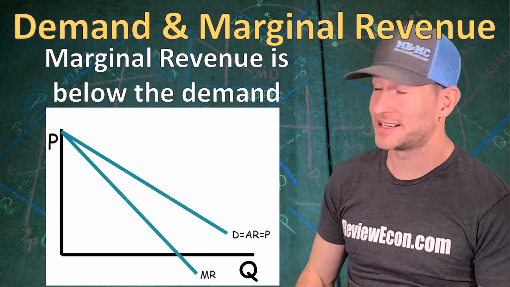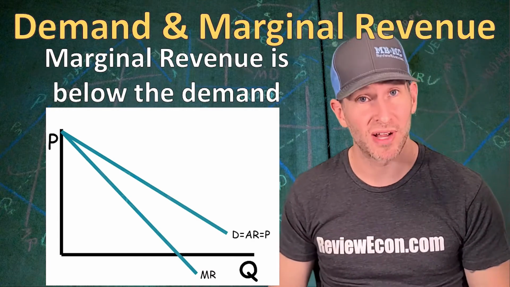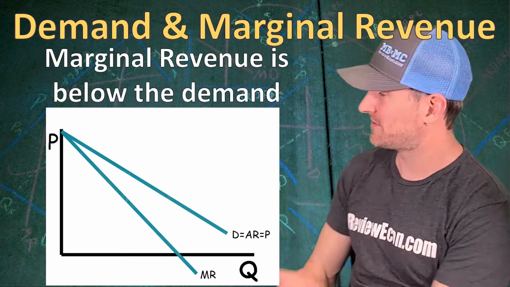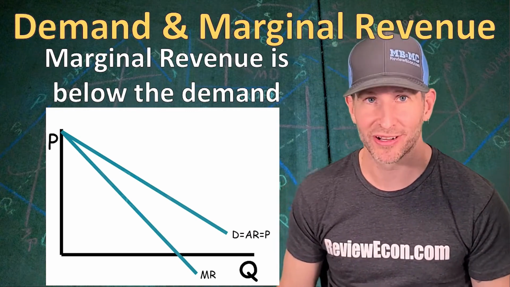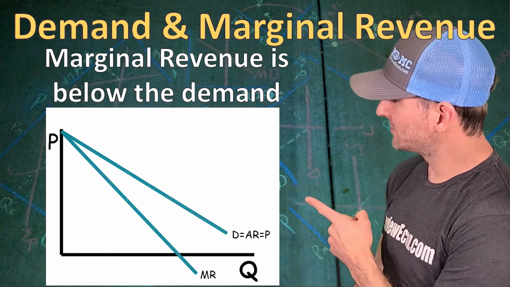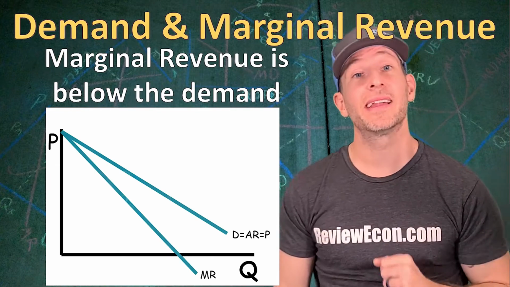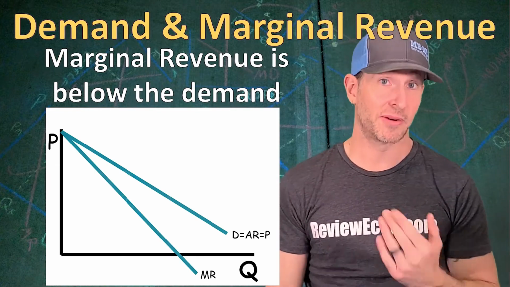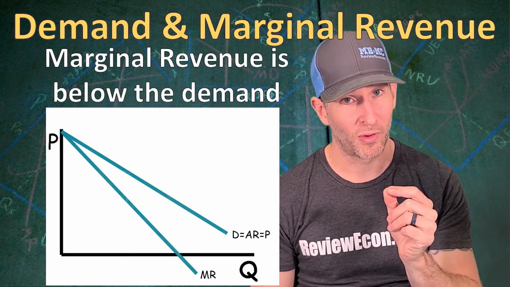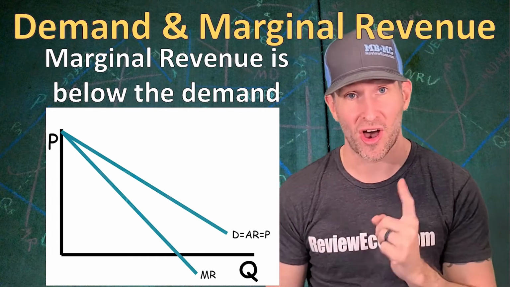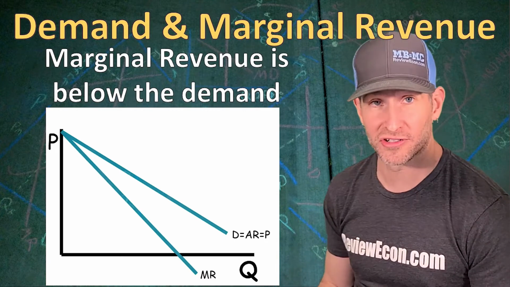Another thing to keep in mind is that the demand is also the average revenue and the price. That's why we see it D equals AR equals P, or DARP, as some people call it. And when we look at that marginal revenue curve below the demand curve, we can identify, as you may have learned in a previous unit, the elastic range, the unit elastic point, and the inelastic range on the demand curve above that marginal revenue curve.